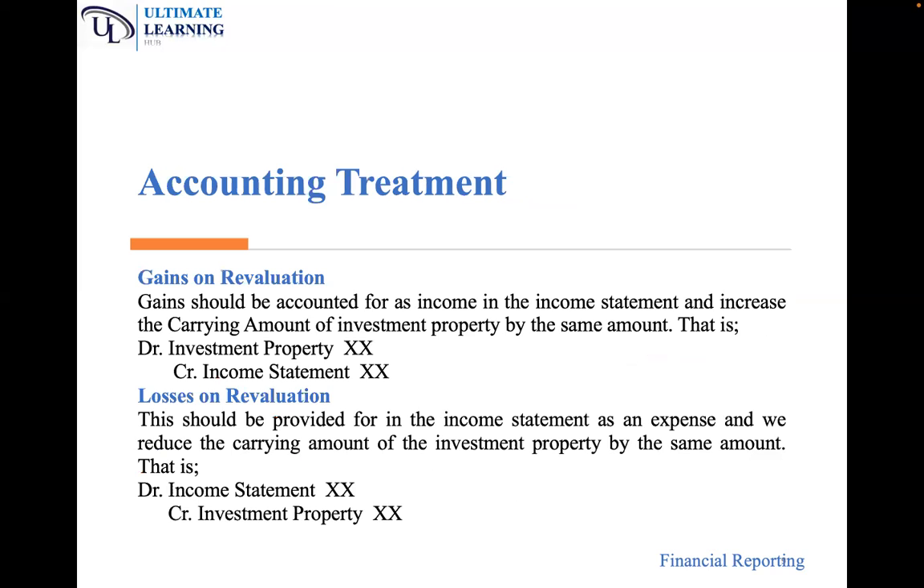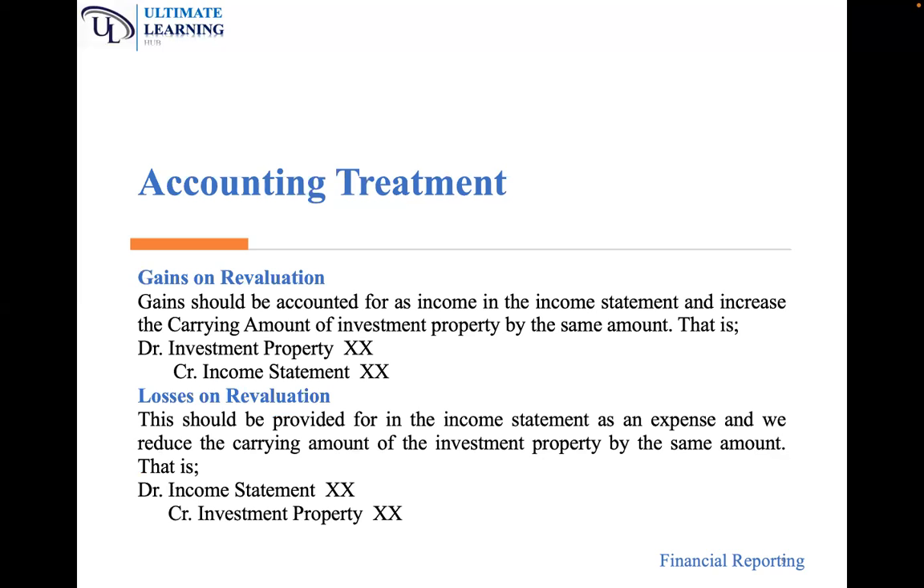What is the accounting treatment of investment property? For gains on revaluation, when we use fair value model and we have a gain, you debit investment property. In other words, you debit asset and you credit income statement. Remember in IAS 16, when there was a revaluation surplus, we were debiting asset or PPE and crediting revaluation reserve. In this case, we don't do that. We debit investment property and we credit income statement. Remember, there is a gain on income statement. So this is taken to the income statement.